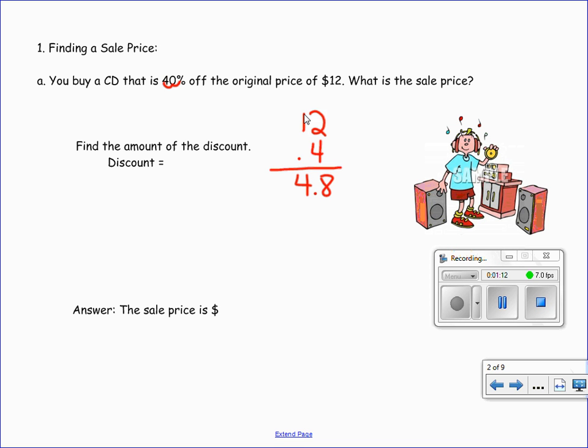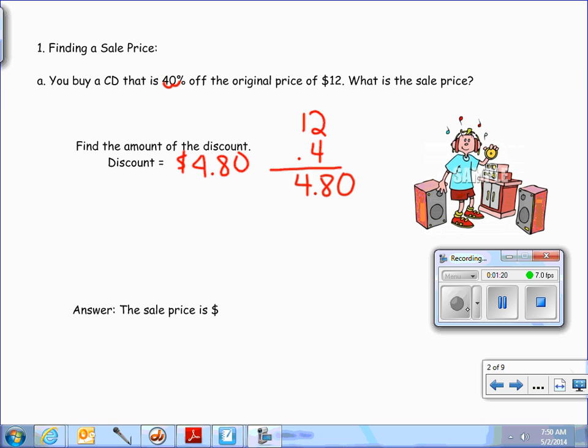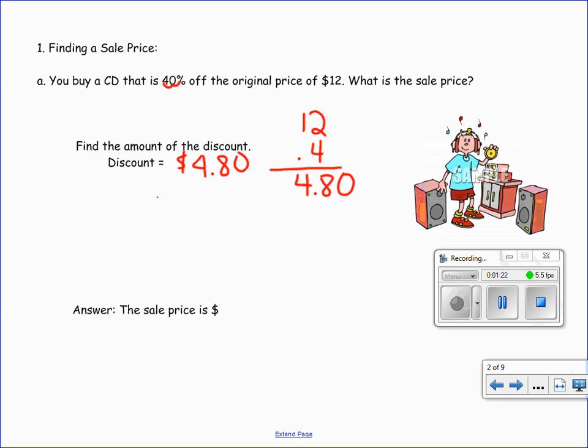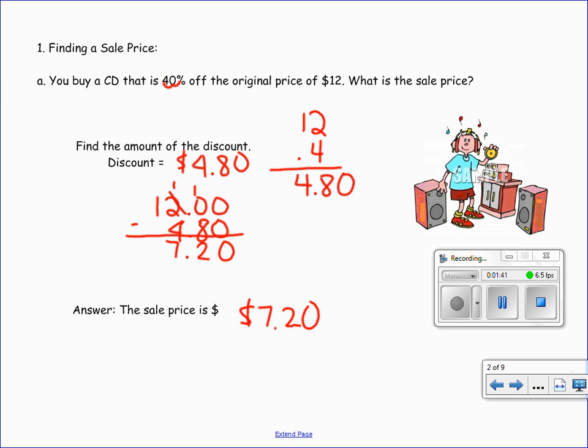So the discount, since we're dealing with money, is going to be $4.80. Now we're going to take that discount of $4.80. We're going to subtract it from 12. Now the sale price is $7.20.